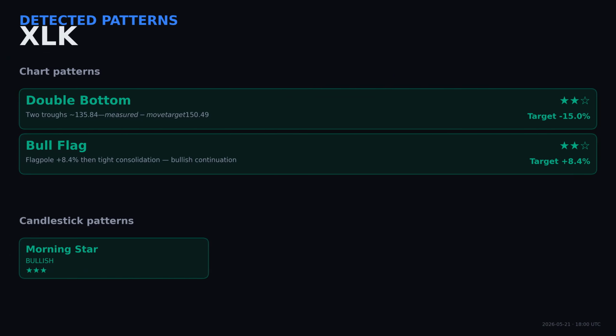Now, this is the fun part. The pattern detector picked up two chart patterns on the daily. Double bottom, bull flag. I'm going to walk you through each one in the next slides and show you exactly where they formed on the price action. Pay attention to the labeled points. Those are the swings that confirm the pattern is real.